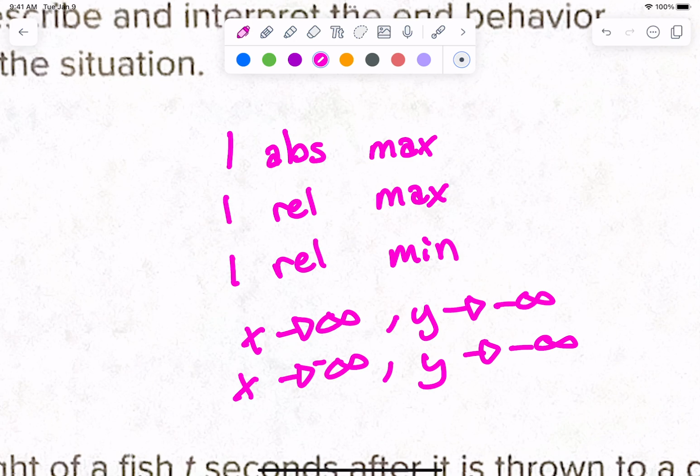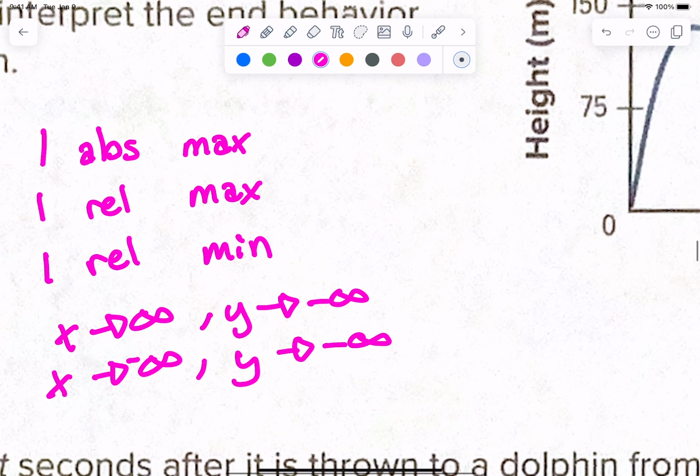Sketch what he could possibly look like. You only need 10 minutes. Can't we have an absolute min? No, we didn't have an absolute min.